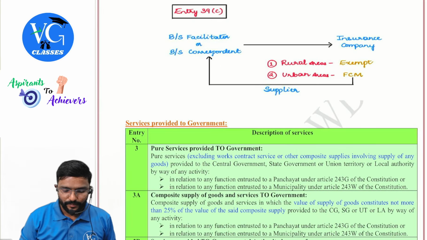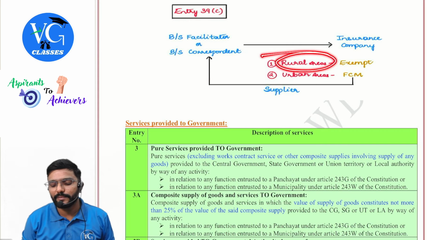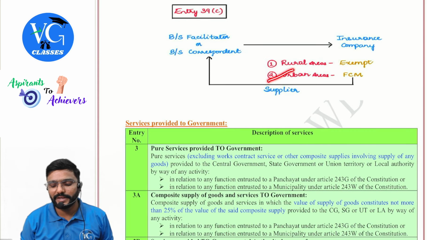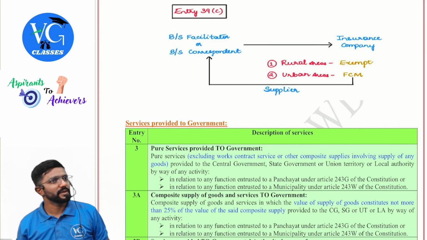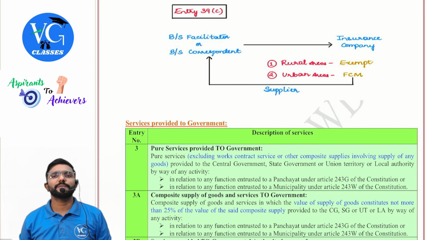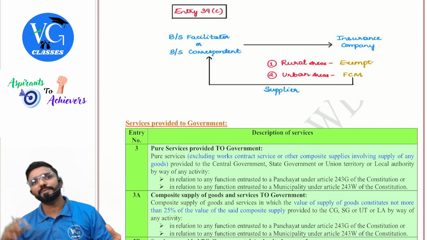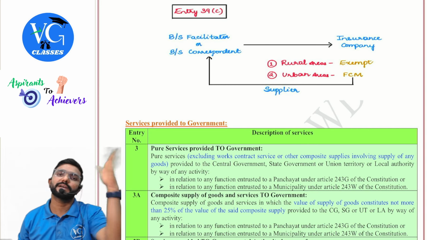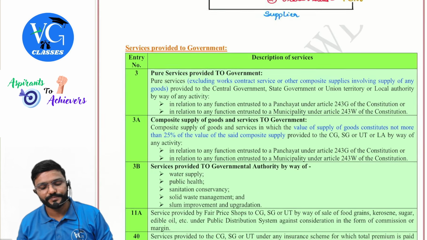Next, sir, what about insurance? 39C. Business facilitator or correspondent to insurance company with respect to rural area branch, exempt. If it is urban area, FCM, guys. The supplier has to pay tax. Whereas with respect to agent and all, they have not covered. That means what, sir? If agent or intermediary is providing services to business facilitator or business correspondent with respect to insurance services, taxable under FCM. That's all. Taxable under FCM, guys.